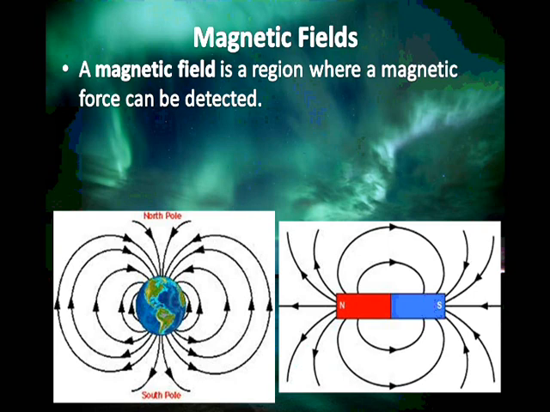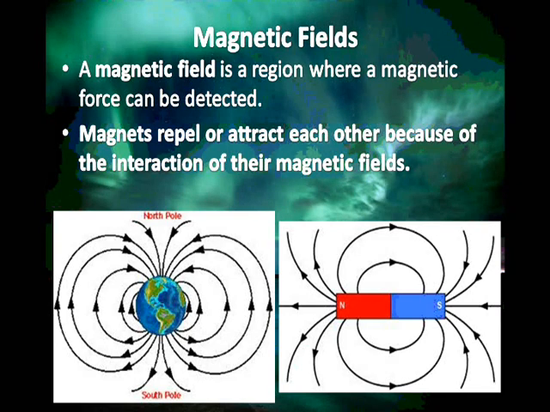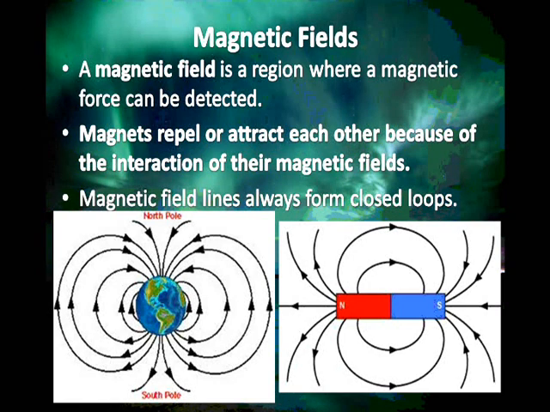Now, magnets repel or attract each other because of the interaction of their magnetic fields. And magnetic field lines also form closed loops. These are showing you pictures of magnetic field lines. Do you see how they go north to south, right? On the bar magnet, they go north to south.